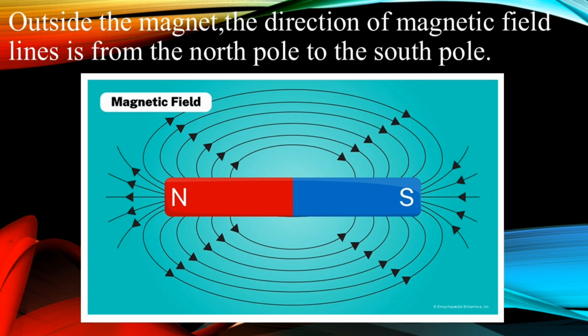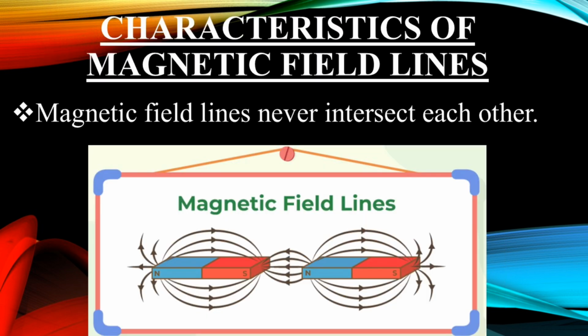Now let's focus on studying the characteristics of magnetic field lines. Though we already studied magnetic field and magnetic field lines, let's discuss in more detail the characteristics of magnetic field lines. Mainly there are three characteristics of magnetic field lines. The first one is that magnetic field lines never intersect each other.